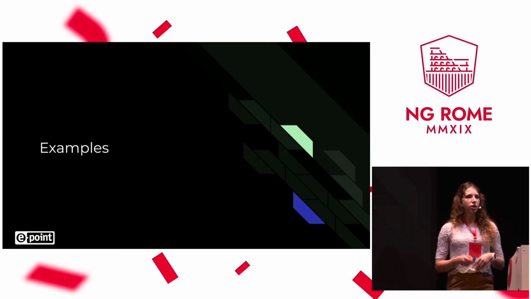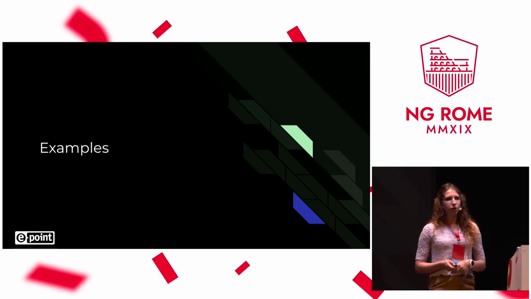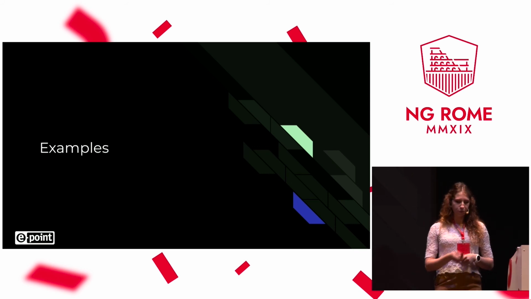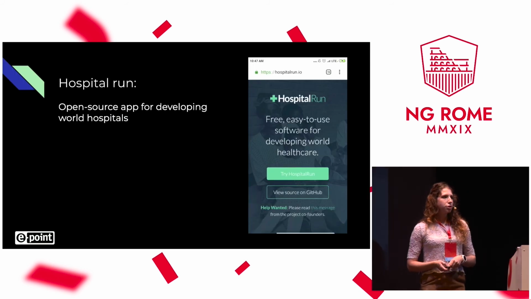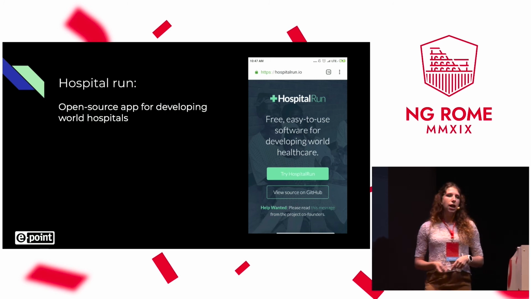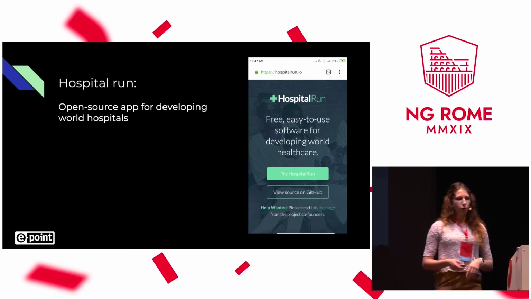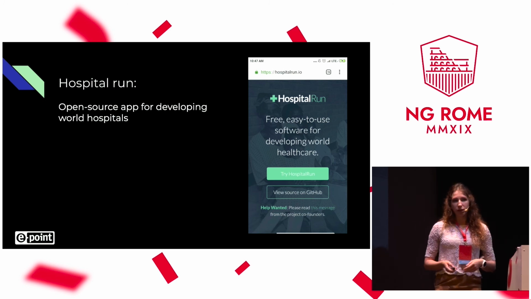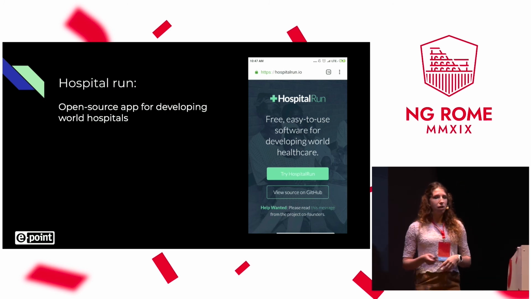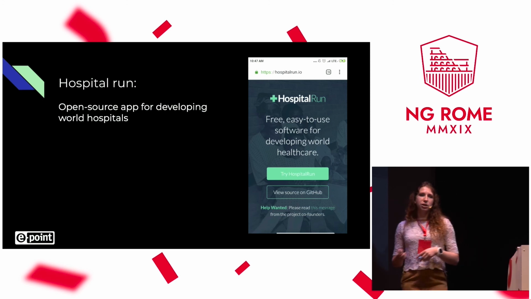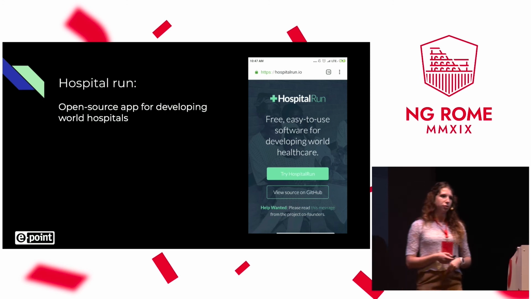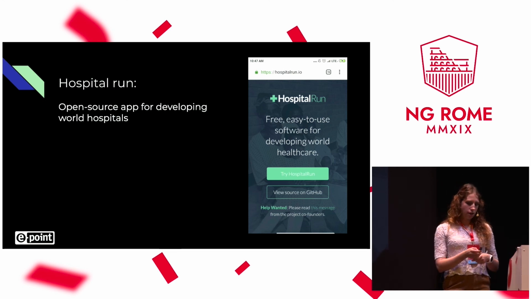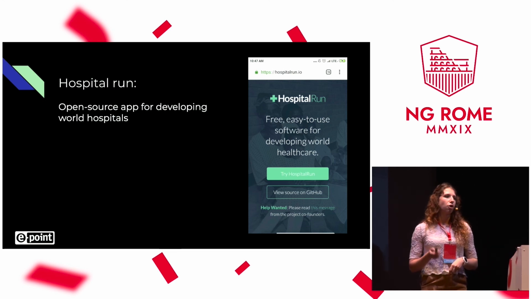Now I want to show you examples of apps that were created with offline first and with PouchDB. So the first one is very cool. This is Hospital Run. This is an open source app for developing countries' hospitals. So you can take this app into areas where you don't have internet access at all. You can collect healthcare data. And then when you get back to a place where you have internet, for example the hospital, all your data is synchronized with all your clients. And it's open source, so you can find the code on GitHub.